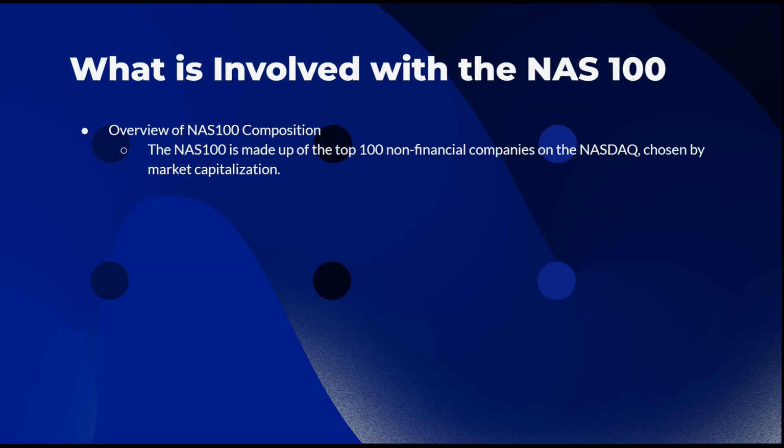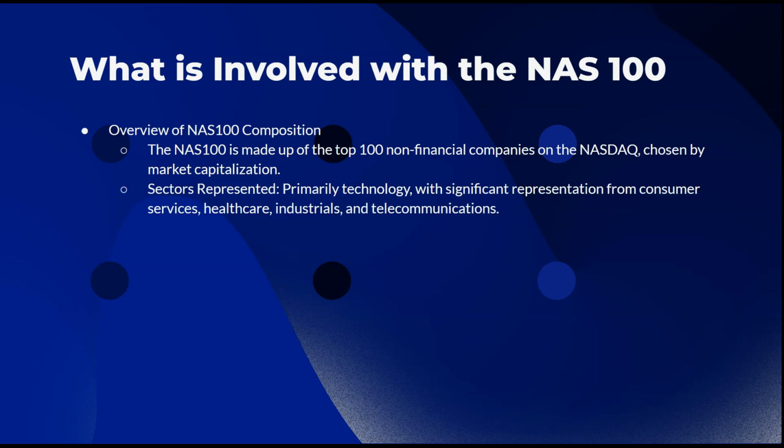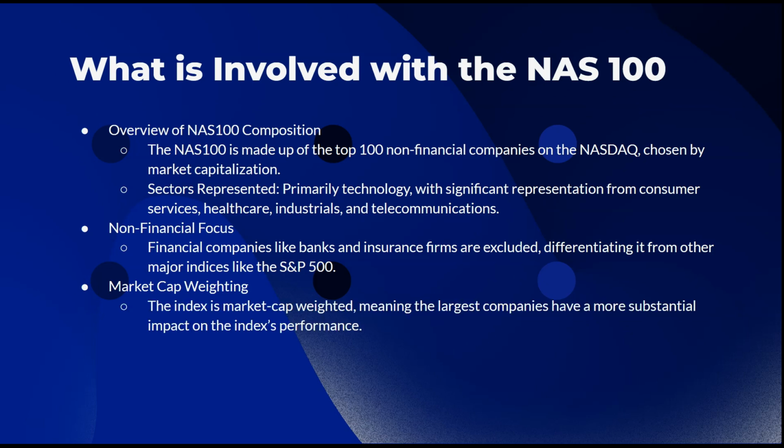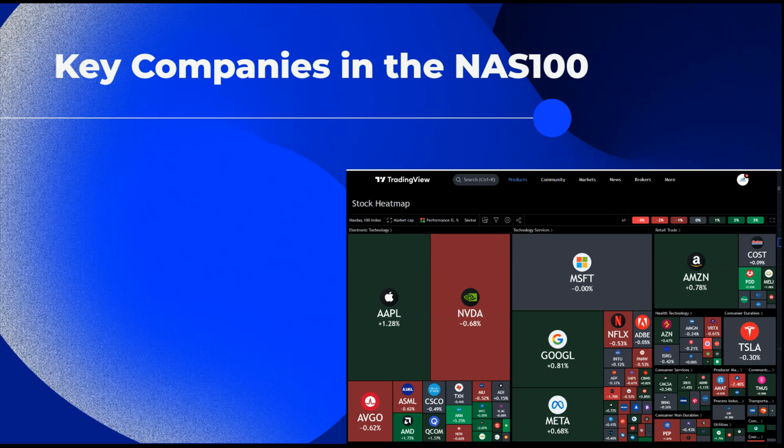What is involved with the NAS100? Overview of the NAS100 composition. The NAS100 is made up of the top 100 non-financial companies on the NASDAQ chosen by market capitalization. Sectors represented are primarily technology with significant representation from consumer services, healthcare, industrials, and telecommunications. Non-financial focus. Financial companies like banks and insurance firms are excluded, differentiating it from other major indices like the S&P 500. Market cap weighting. The index is market cap weighted, meaning the largest companies have a more substantial impact on the index's performance.